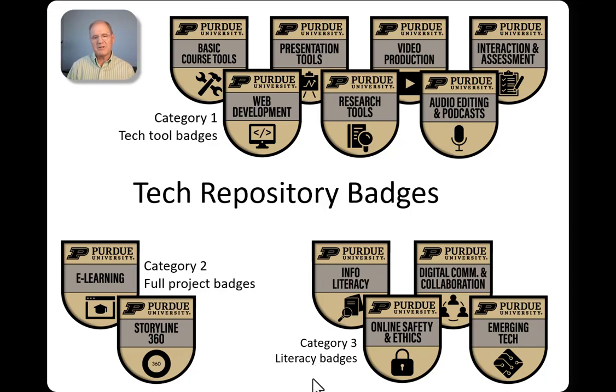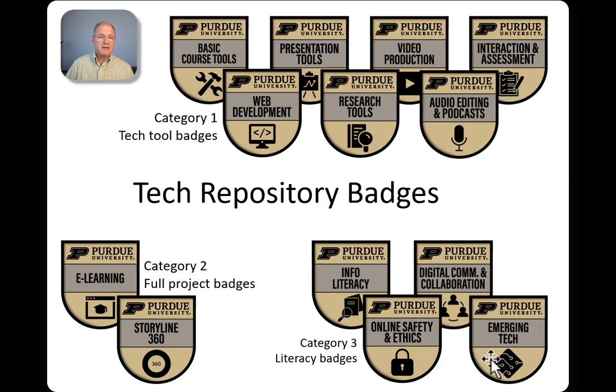The category 3 ones are kind of interesting. They're literacy badges. So you've got the information literacy badge, which helps you demonstrate that you have the capabilities of accessing and evaluating information that is online, and also attributing it. So copyright and things like that would be within that area. Likewise, there's the online safety and ethics badge, which covers how you work and live online and how you can do that safely with your digital footprint. And then there's the digital communication and collaboration badge, on how you work online and communicate effectively.